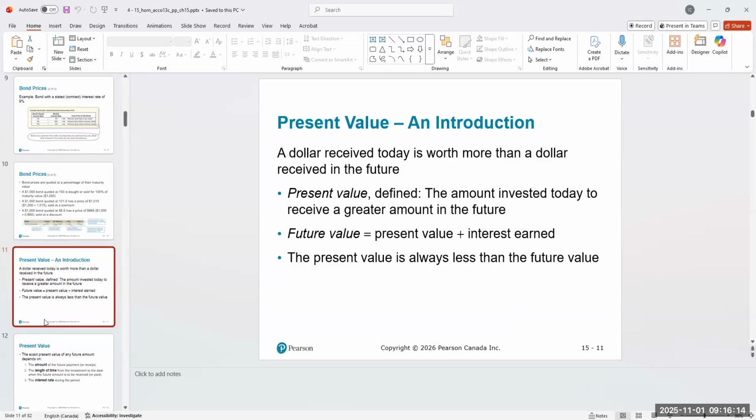The present value idea, we already talked about it. The present value is the current value of something that you're going to receive or have to pay in the future. Now, who's going to receive it?